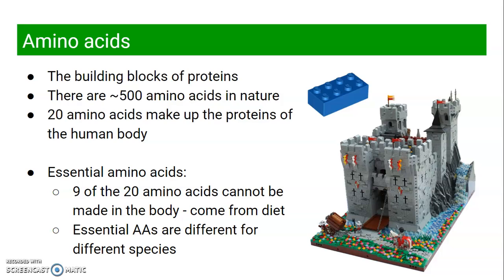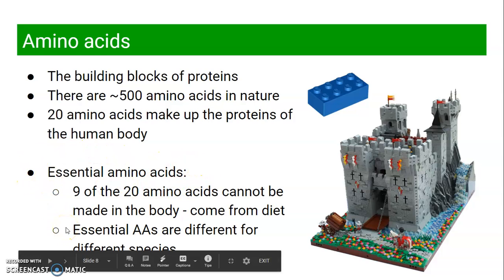So 9 of those 20 amino acids we can't make in the body. We can use them to create things, but we can't create the amino acid itself. We have to be getting them from our diet. So it's essential to be eating a really wide, varied, protein-rich diet in order to get all of the amino acids and other nutrients that you need from your diet, because your body can't make everything that it needs. So these are what we call the essential amino acids, the ones that are essential in your diet because they can't be found anywhere else.